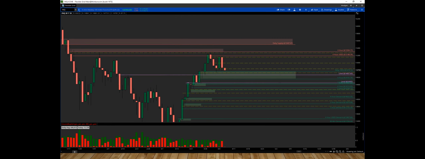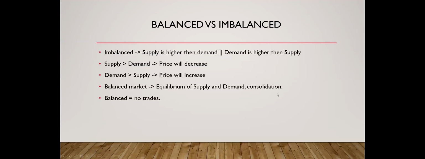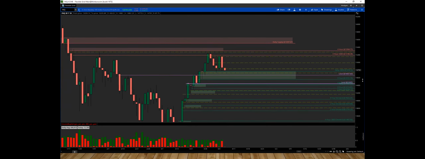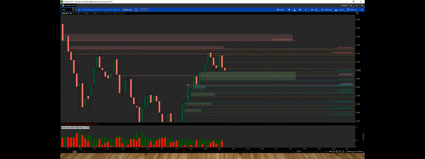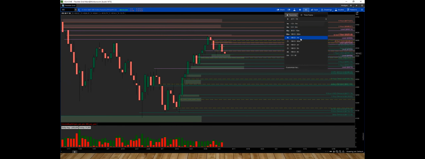Actually, I'll go over how to spot them on the chart. I forgot I had a slide for that. So, what's the difference between a balanced market and an imbalanced market? An imbalanced market is usually when supply is higher than demand, or demand is higher than supply. I just want to show you what I'm talking about here. Let me see, ES, the 1 hour.